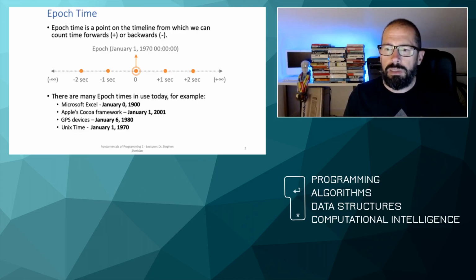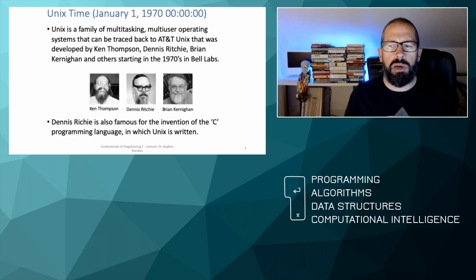Okay, so now that we understand what epoch time is, we need to have a little bit of a history lesson, because the idea of epoch time was made popular by the Unix operating system. The Unix operating system was developed in the early 1970s. It was developed by three very famous computer scientists, Ken Thompson, Dennis Ritchie, and Brian Kernighan. And they worked in Bell Labs, and they developed a Unix operating system called AT&T Unix at Bell Labs.